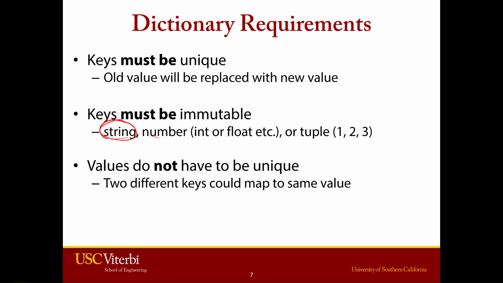Values do not have to be unique, so you can have two keys mapped to the same value, no problem. Values can be immutable or mutable. So values can be string, int, float. They can also be a list or another dictionary.